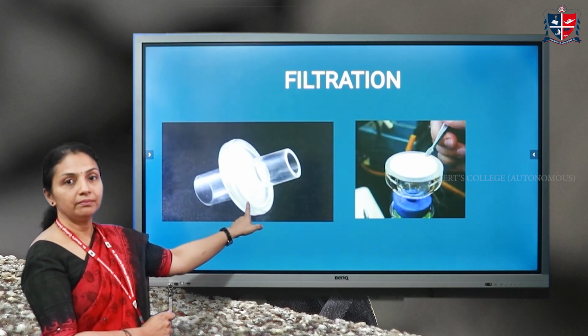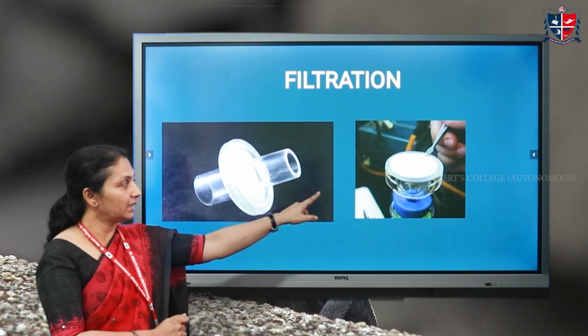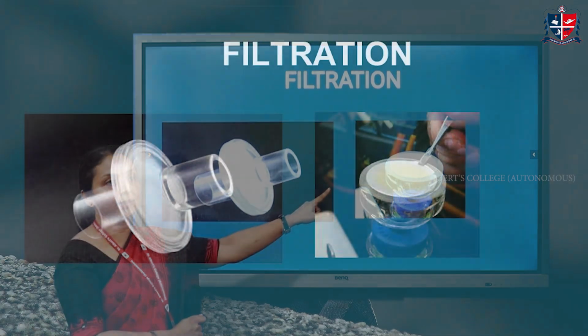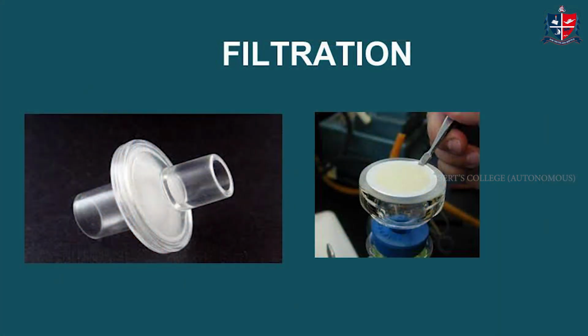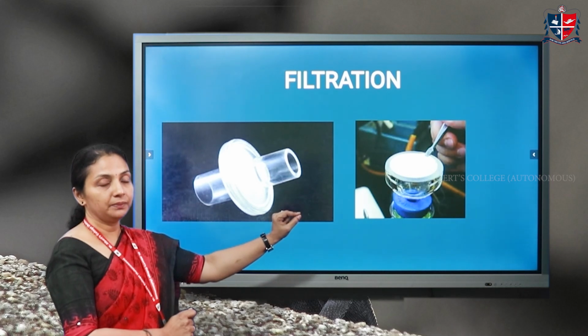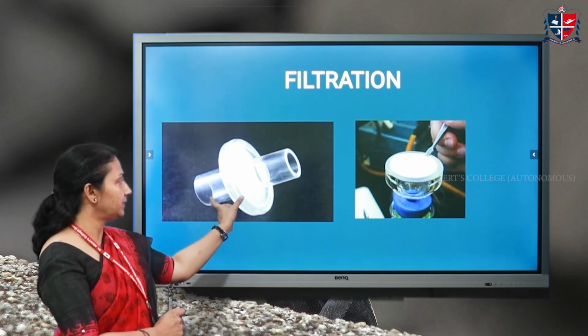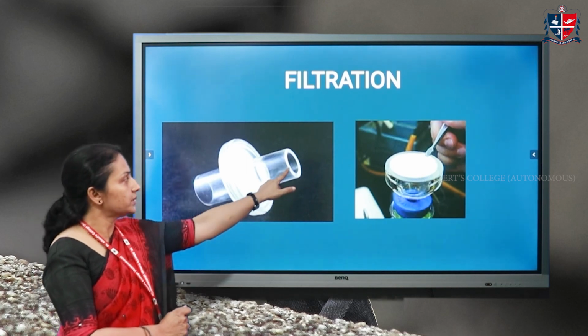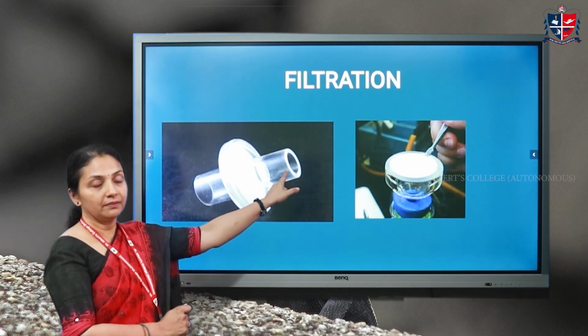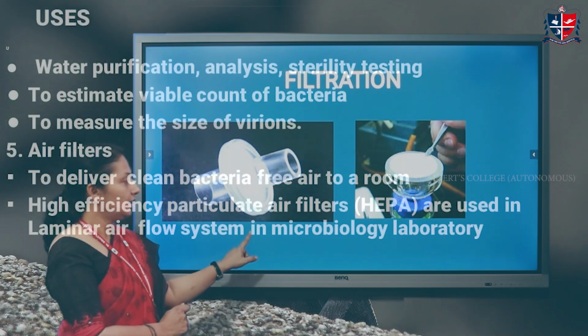You can see the Millipore filter in the center. It's like chromatography paper, but the microscopic pore size is very small. It's only 0.2 microns, which holds back the bacteria. And this is the setup. You force the liquid with the help of a syringe through this pore.